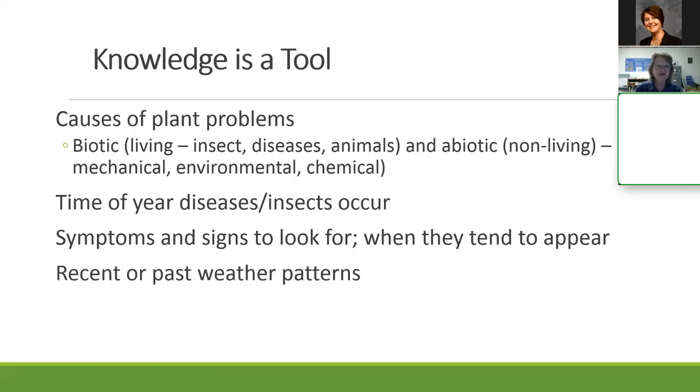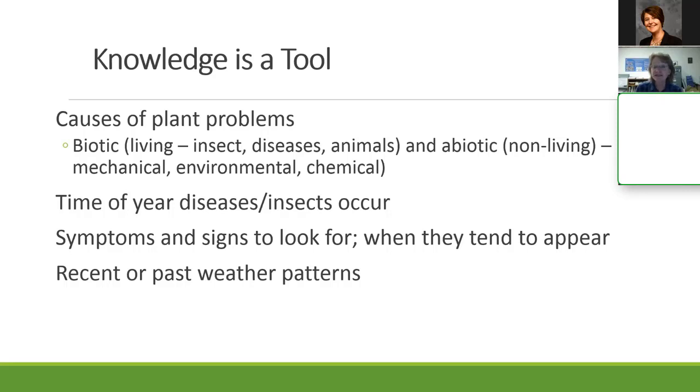Recent and past weather patterns. It's a good idea to keep track of those. We live in Nebraska, we all know that, we keep track of the weather. So has it been wet? Was it a wet, rainy spring? Then we're going to see more foliar diseases, like fungal diseases, in a wet, rainy year.